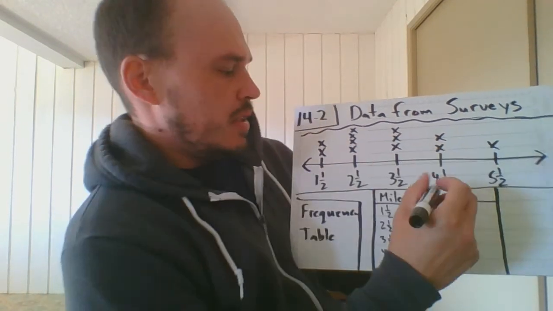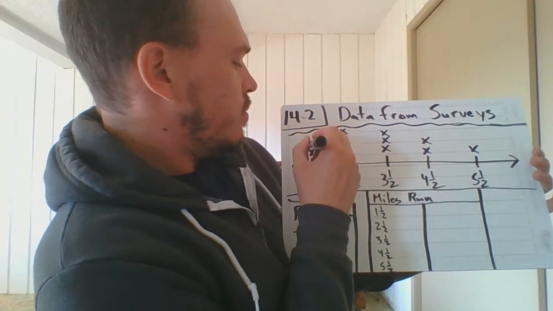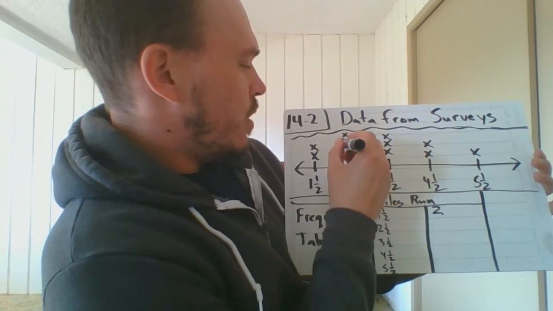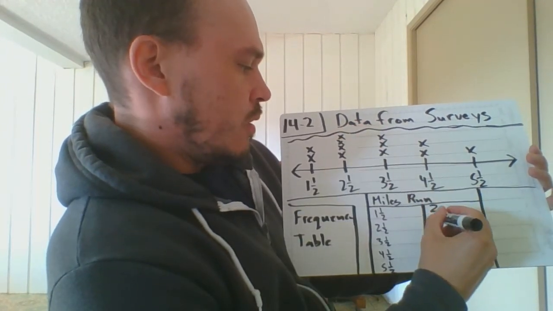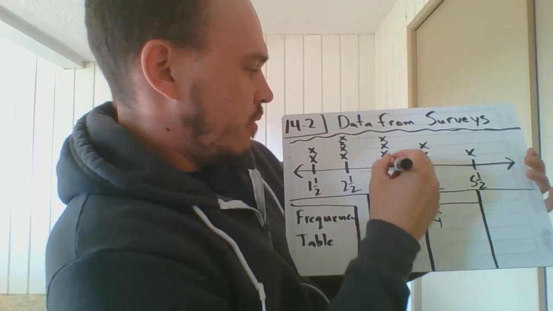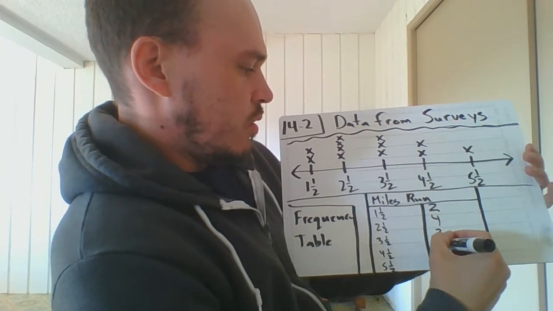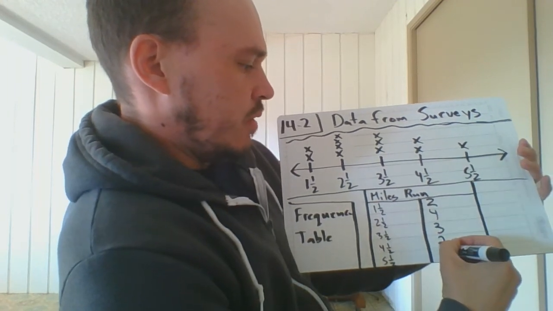So for these frequency tables, all you have to do is add up the x's, 1, 2. Then you add 2.5, 1, 2, 3, 4. Then you do 3.5, which is 1, 2, 3. 4.5, which is 1, 2. And 5.5, which is 1.